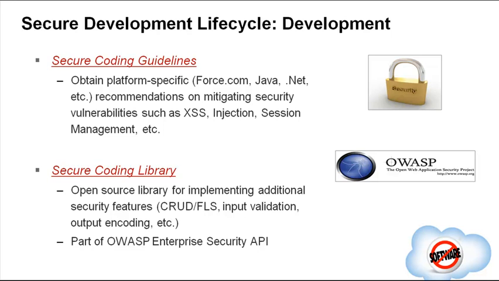Additionally, we also have something known as the Secure Coding Library, which is open source code for implementing security features such as CRUD and field level security, input validation, and output encoding. This is really easy to use. You can just drag and drop code out of this source code library into your development environment, customize it as needed, and deploy it as part of your application. This initiative is part of the OWASP Enterprise Security API. Let's look at an example of a secure coding guideline.